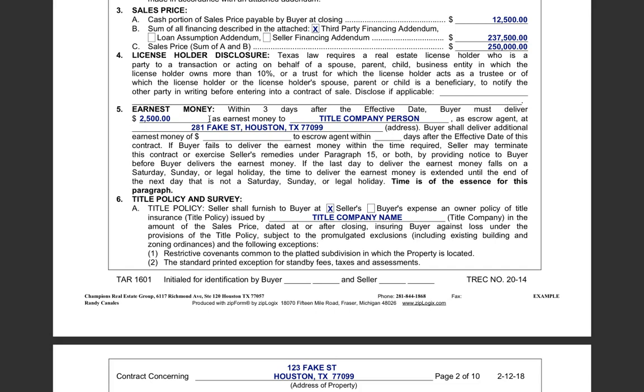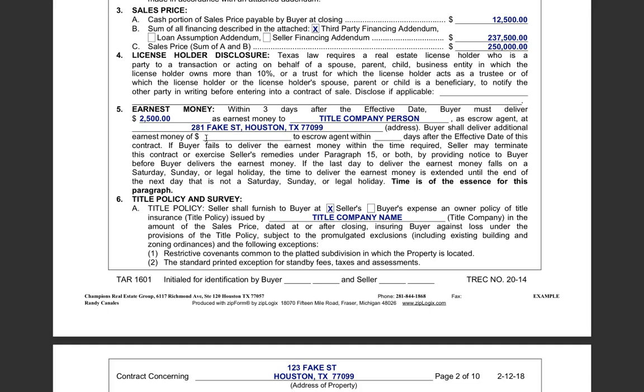And we're going to start here where it says as earnest money to title company person. So usually this is going to be a person's name. The actual title company representative, the escrow officer's name, is going to be here. And then the title company's address will go here. In this situation, it's 281 Fake Street, Houston, Texas 77099. But the actual real address of the title company will go into this box here.